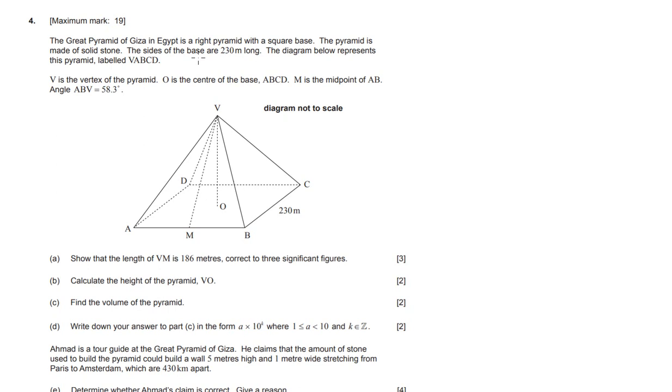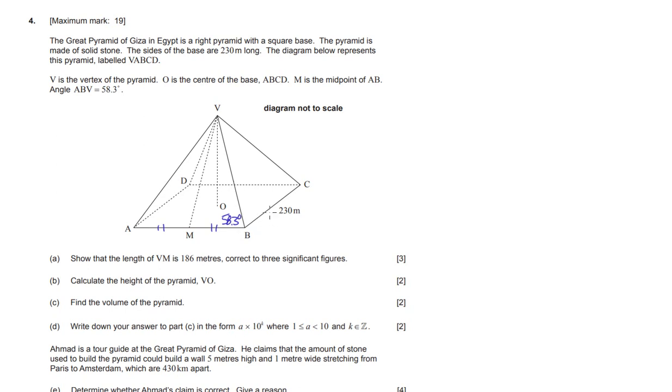Diagram below represents the pyramid labeled VABCD. V is the vertex of the pyramid. O is the center of the base ABCD, and then M is the midpoint of AB. So we know that this is going to be the same as that. And then angle ABV, A to B to V here, is 58.3 degrees.